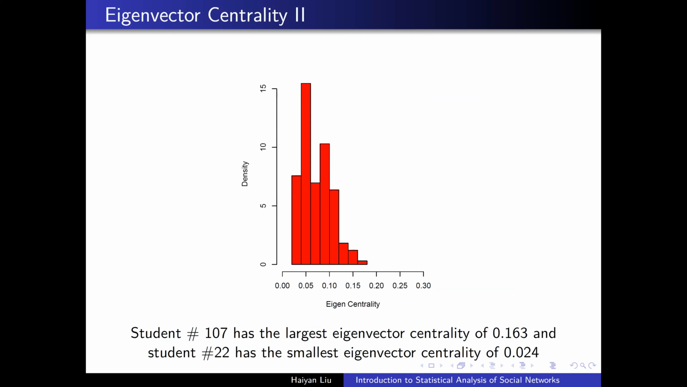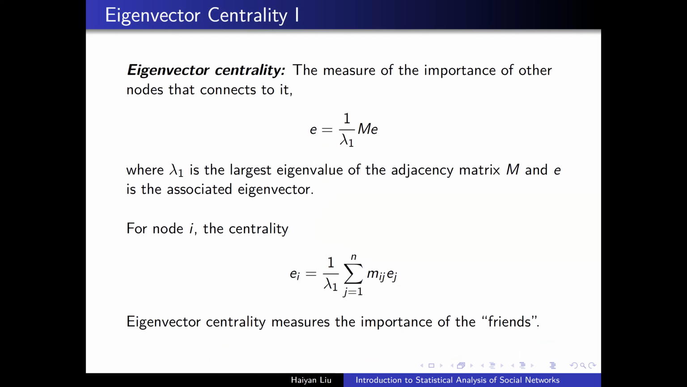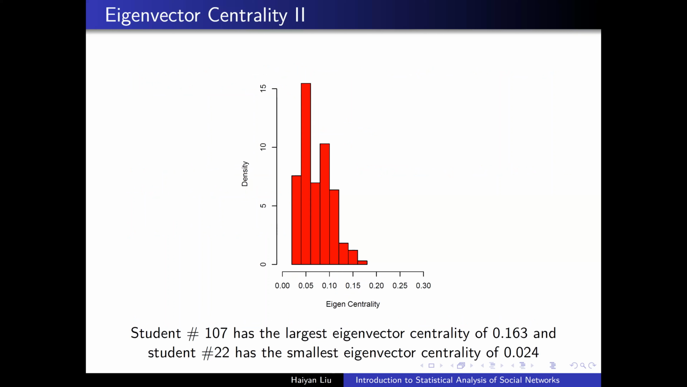This is the histogram of eigenvector centrality. Again, student number 107 has the largest eigenvector centrality, and student number 20 has the smallest. We can notice that for some students, the different types of centrality measures are consistent in rank, but for some other students, they are not.